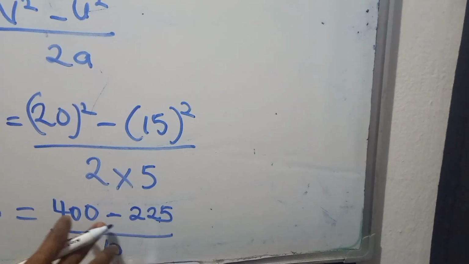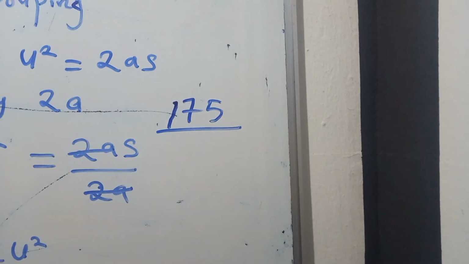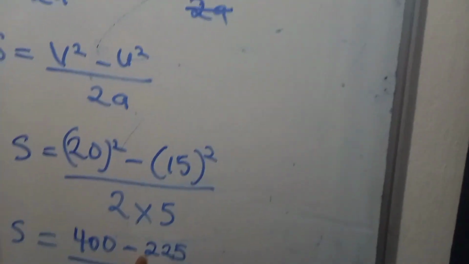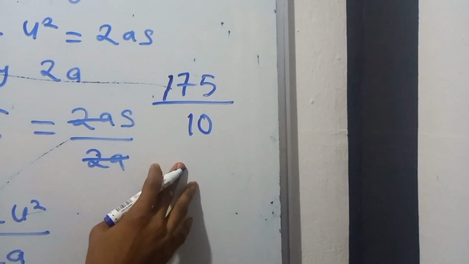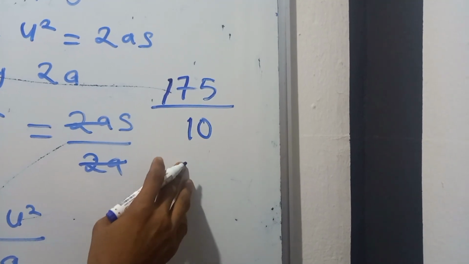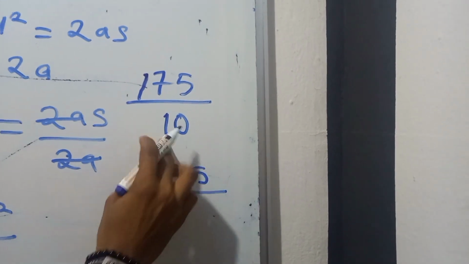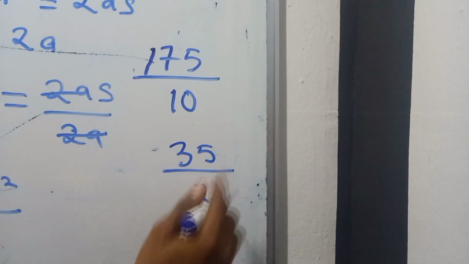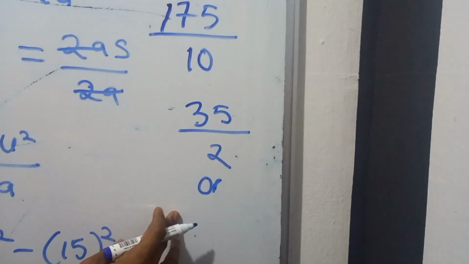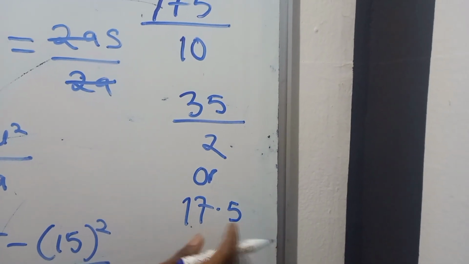So the next is 400 minus 225, which is 175, over 10. So what can divide 175 and 10 is 5. So 5 going into 175 is 35 times, and 5 going into 10 is 2 times. So I can leave my answer this way, or if you want it in decimal form, 35 divided by 2 is 17.5. So this is my final answer.